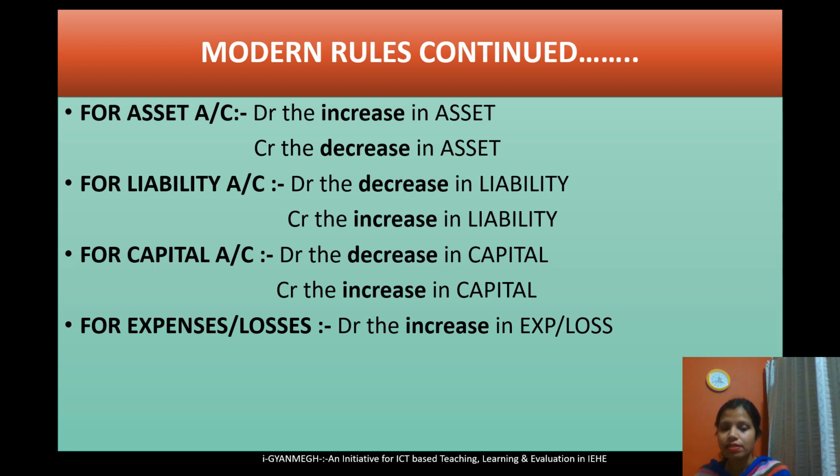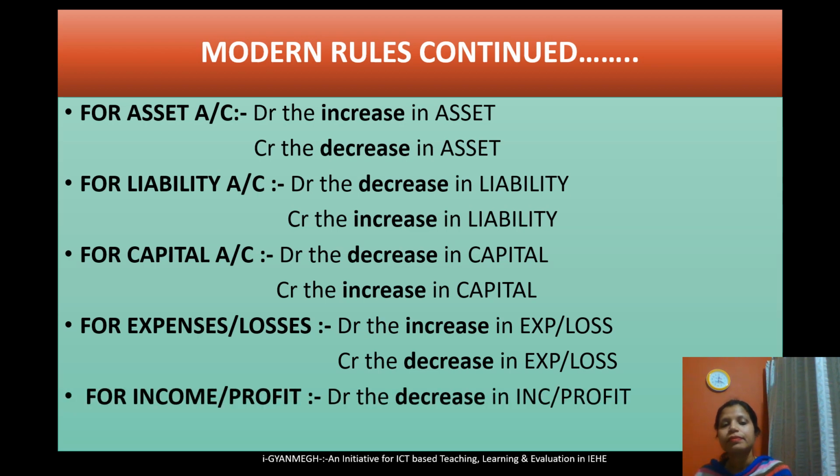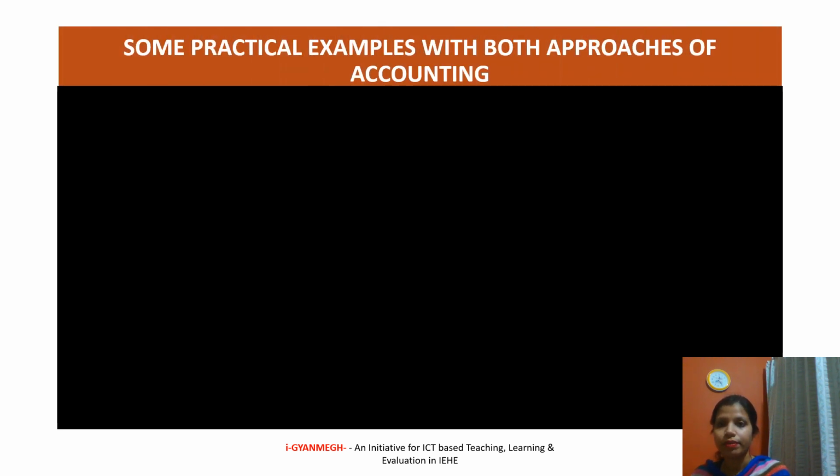Then for expenses and losses, debit the increase in expenses and losses, credit the decrease in expenses and losses. If your expenses and losses increase, you will debit them according to the modern rule. If your expenses and losses decrease, you will credit them. Next, for income and profit, debit the decrease in income and profit and credit the increase in income and profit. If your income and profit decrease, you will debit it; if it increases, you will credit it.